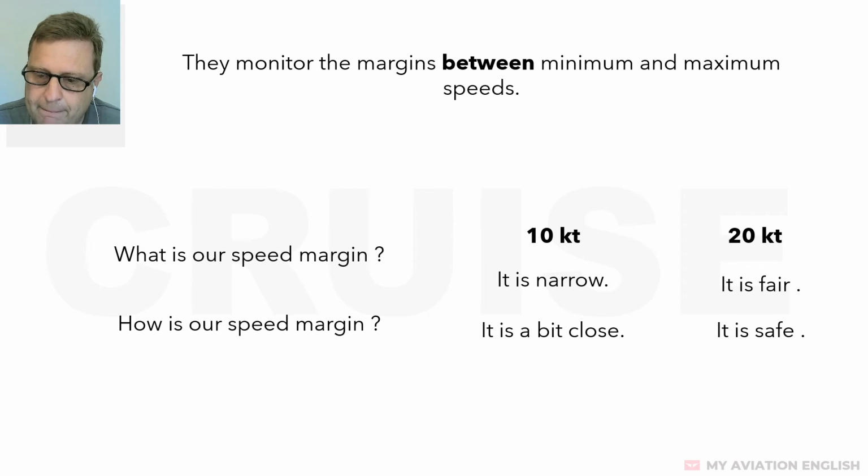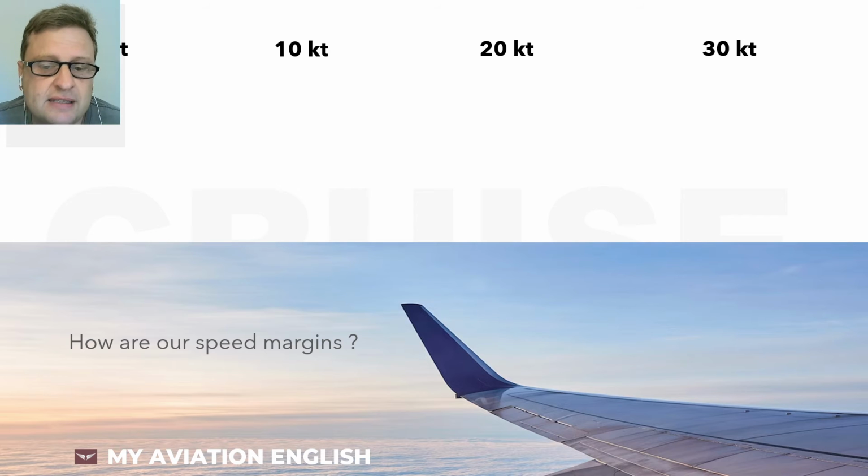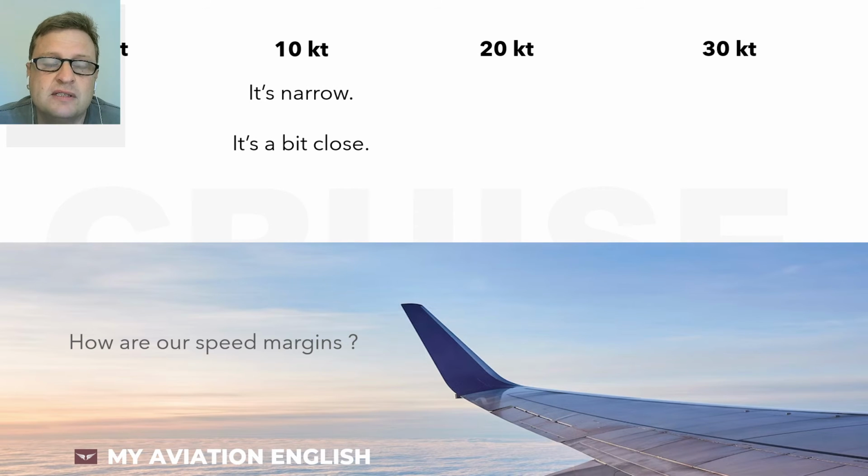Tá segura. Okay. Okay? Let's expand for 5 knots, 10, 20, and 30. It's narrow. It's a bit close. It is limited. Limited. Can you say it aloud to me, please? It's narrow. It's a bit close. It's limited.